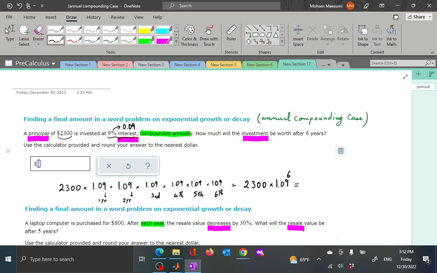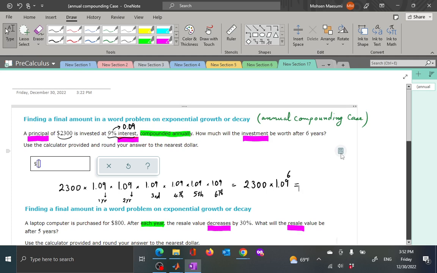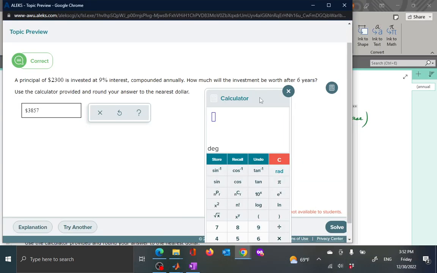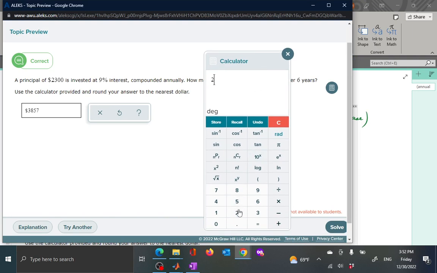You notice that in these problems the software allows you to use a calculator, and the calculator is the one given by ALEKS itself. Of course, it is no different than a typical calculator. You say 2,300 times 1.09, to the power of, this is the power button, 6 for the 6 years.